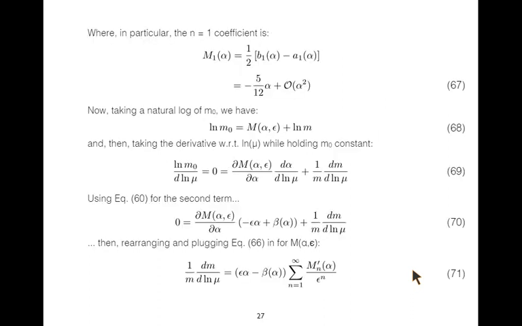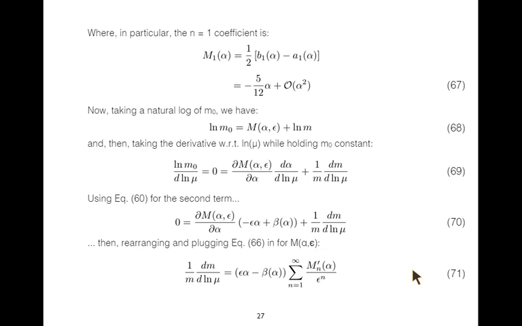Okay. And in particular for n equals 1, which is the single pole, you find that this function is just minus 5/2 alpha, whatever it is. Right? It's just some number. Okay? All right, so from that point, we take our relationship between the bare and the normalized masses, take the natural log, right? So that gives us the m function plus the natural log of m. And then we take a derivative with respect to the natural log of mu. We argue that the bare mass parameter can't depend on mu, so it has to be 0.